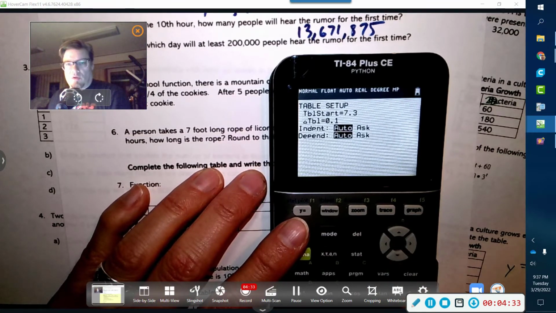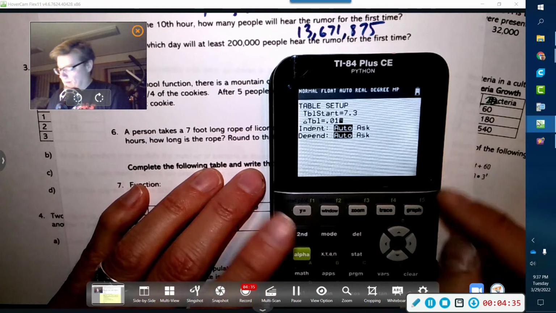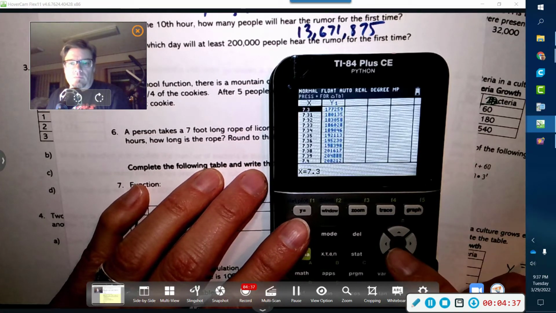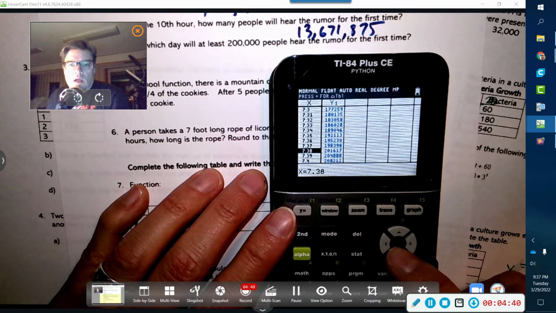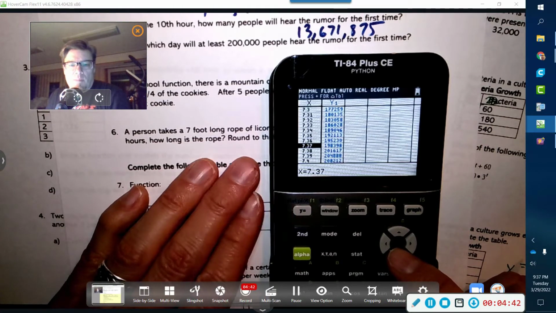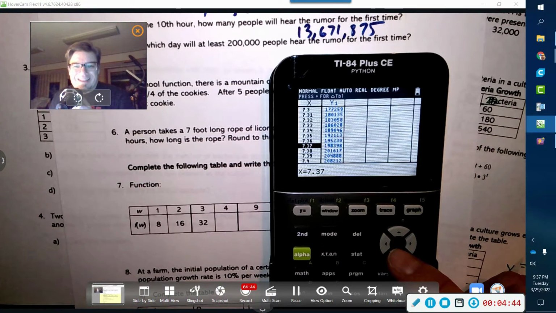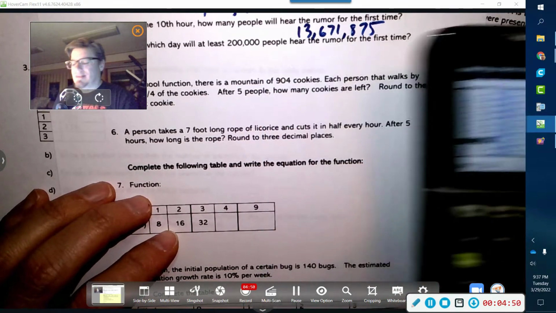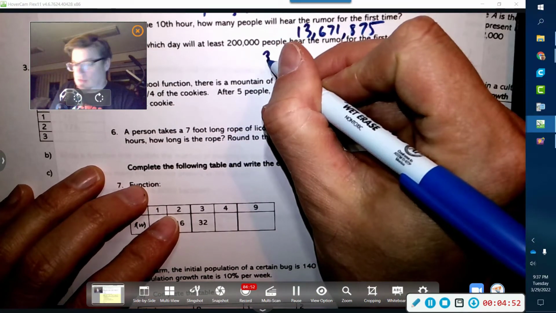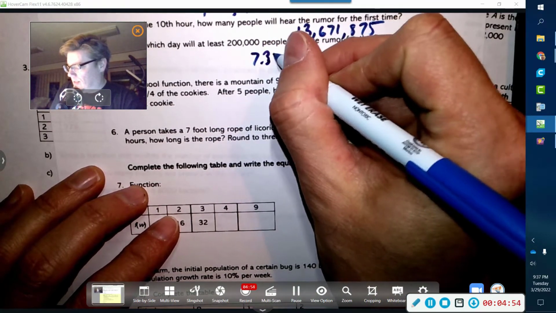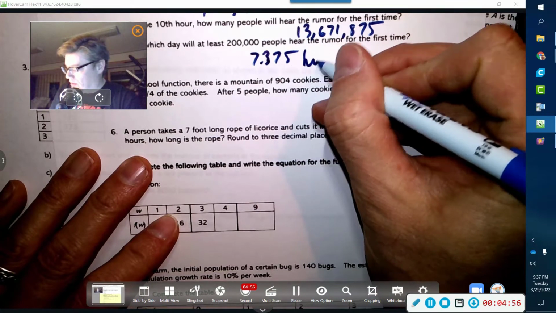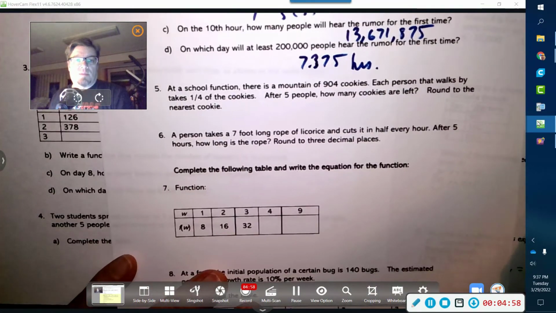Now I'm going to go up by hundredths. Okay. Right in between 7.37 and 7.38. So if I took the average, that's 7.375. So 7.375 hours, and it'll reach 200,000 people.